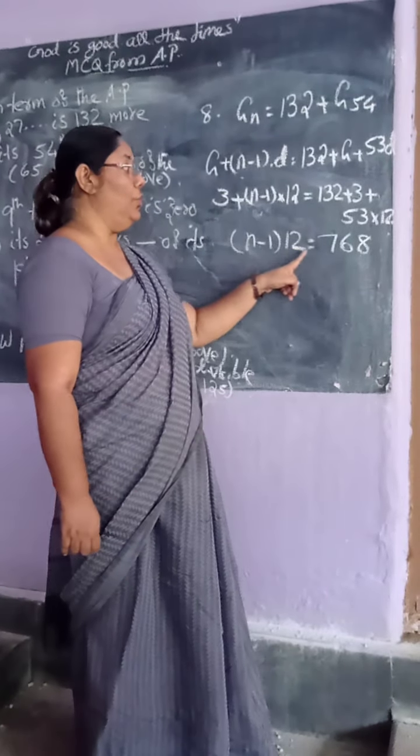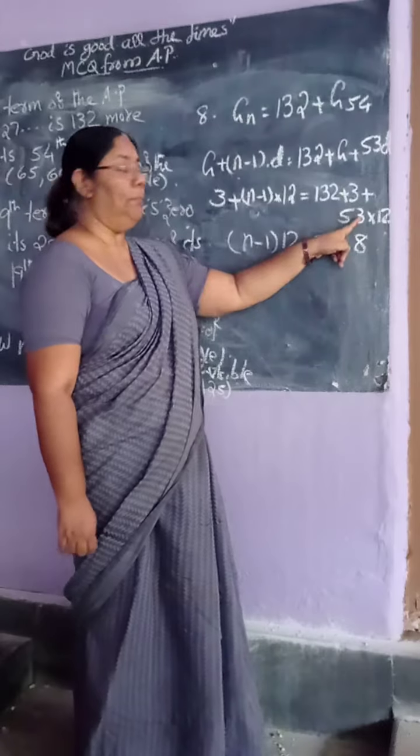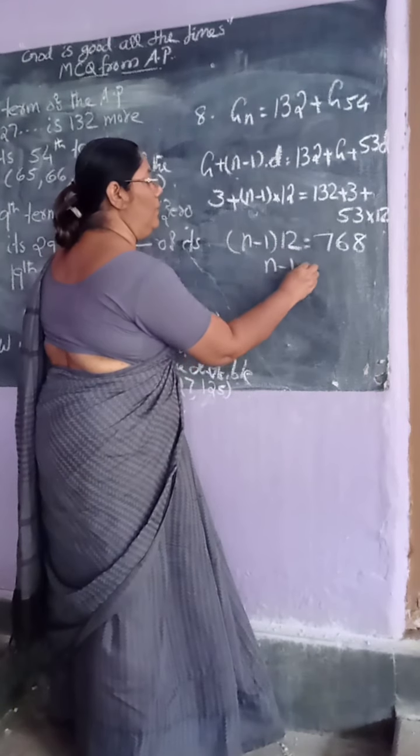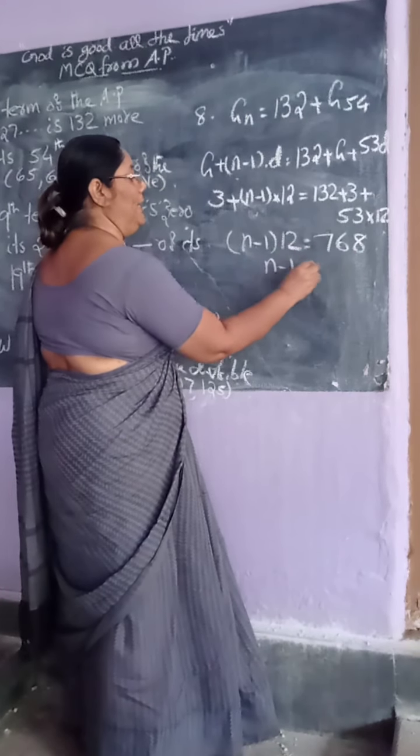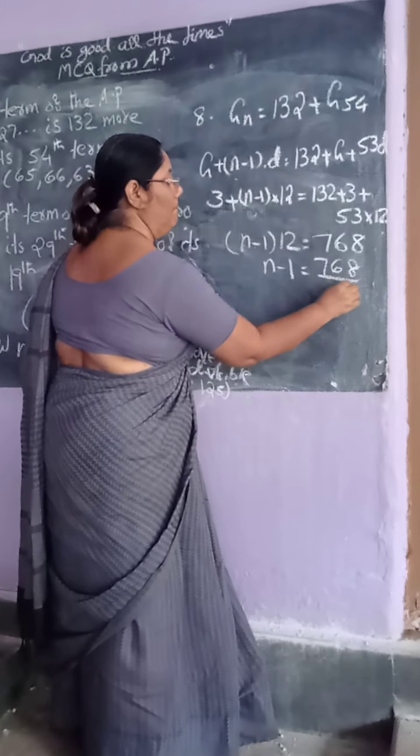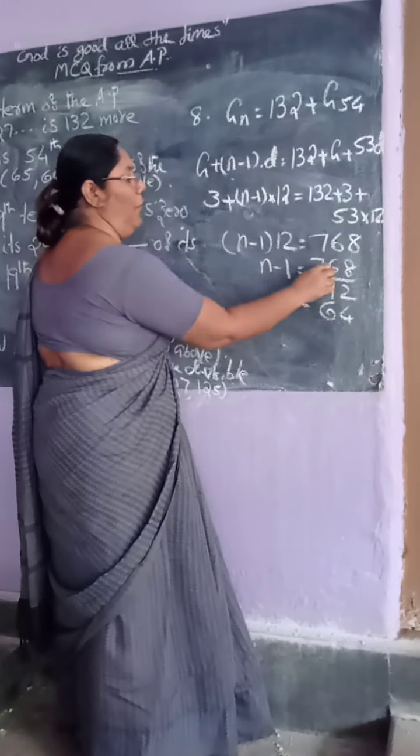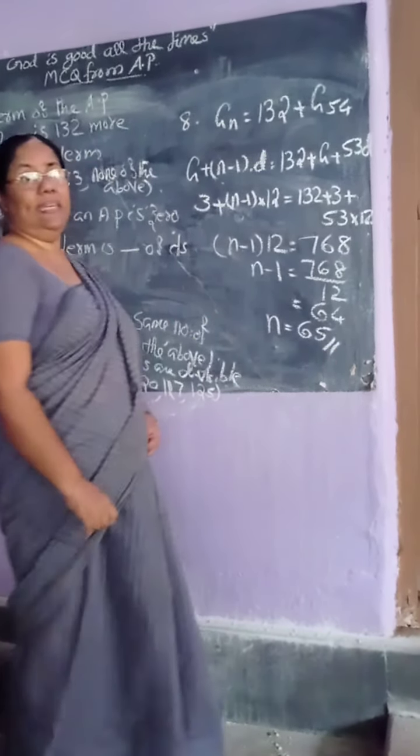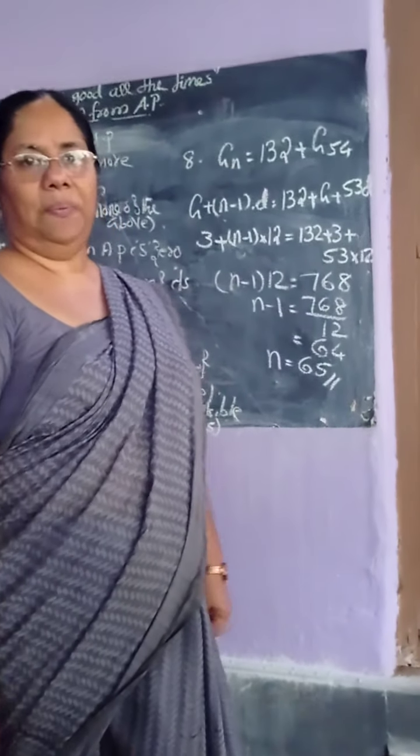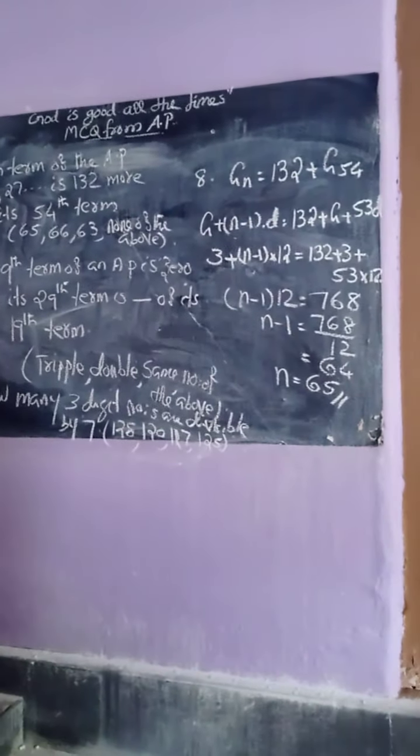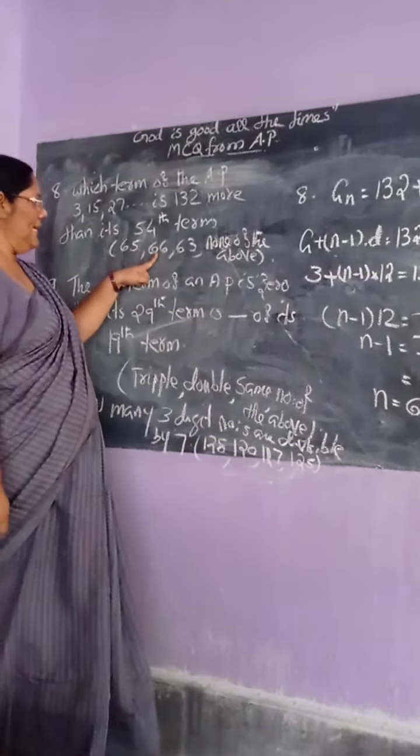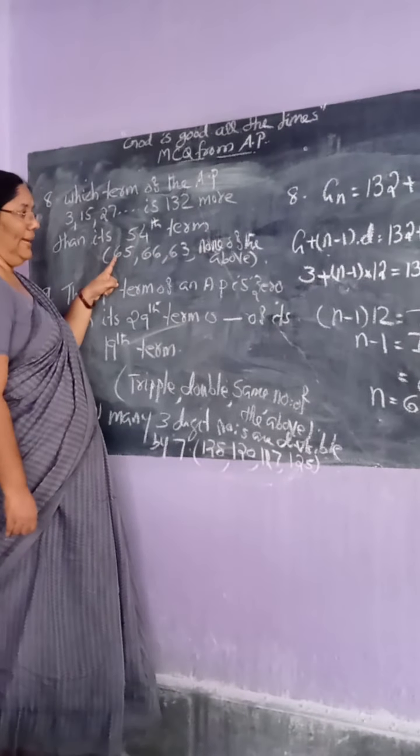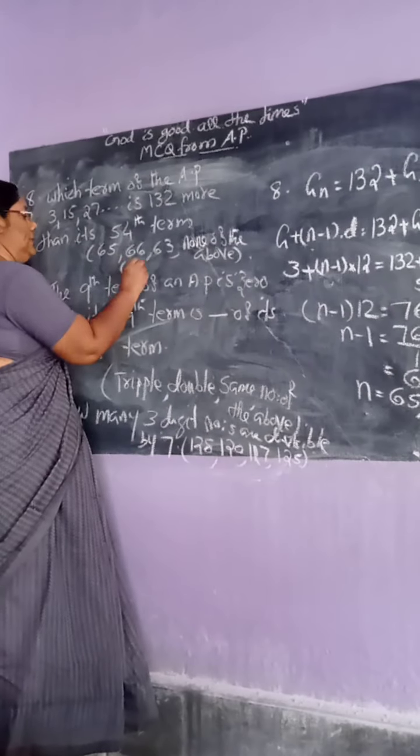N minus 1 into 12 equal to, doing this RHS part, you will get 768 when you take the number part. Therefore, N minus 1 equal to 768 by 12. That is equal to 64. Check the answer. Therefore, N is equal to 65. Understand? Then where is the option? Yes, 65, 66, 63 and none of these above. Therefore, the correct option is A.